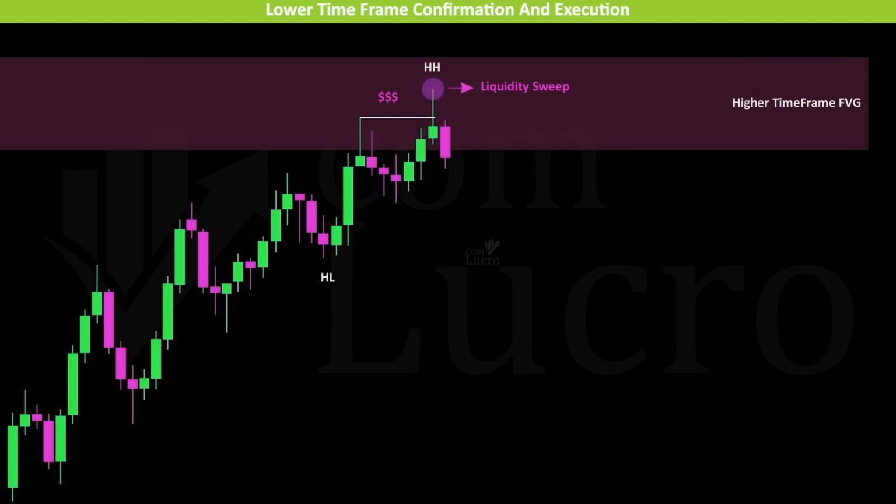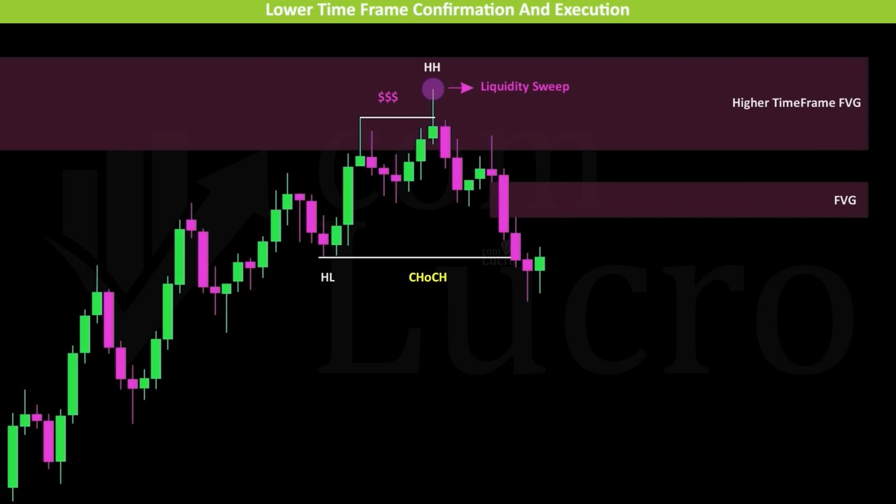At this point, you can enter a short position, place your stop loss above the high of the liquidity sweep candle, and aim for the key levels ahead of price. For a more conservative entry, you can wait until price breaks below the recent low to confirm the change of character. Once the reversal is confirmed, we then wait for price to create new fair value gaps.